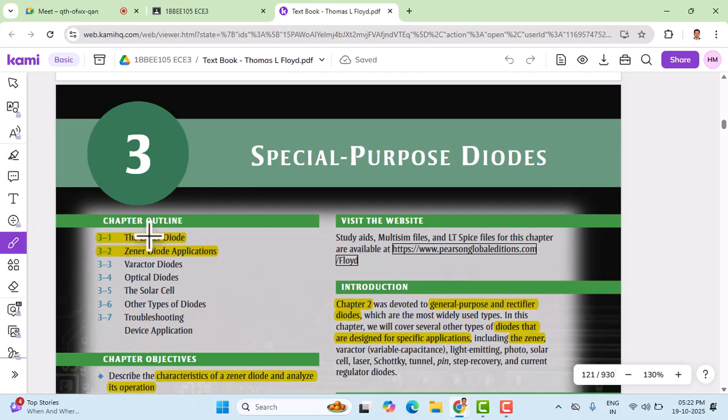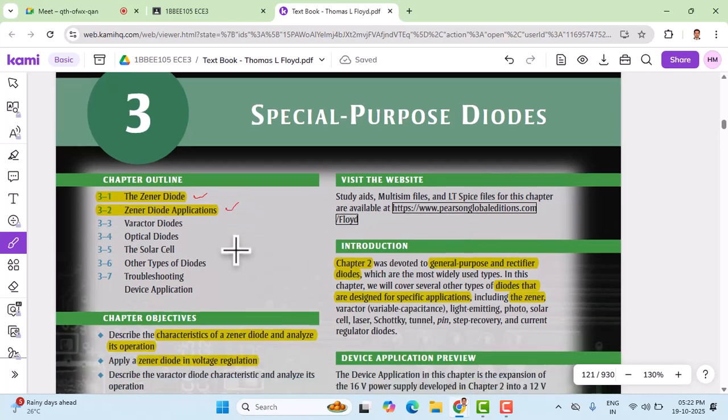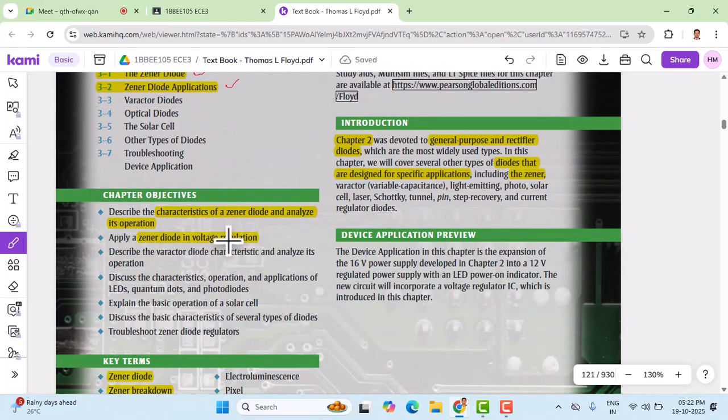In this class, let me have a look at the following topics. As per your syllabus, we need to cover the Zener diode. This is the first topic of our discussion. Then followed by we have a couple of applications related to the Zener diodes. Then we have objectives of the chapter, which is we need to understand the characteristics of Zener diode, and we need to analyze its operation, similar to the PN junction diode characteristics.